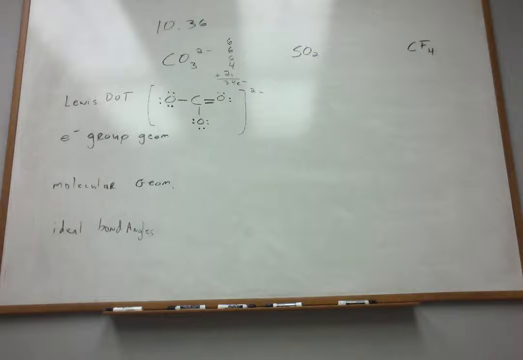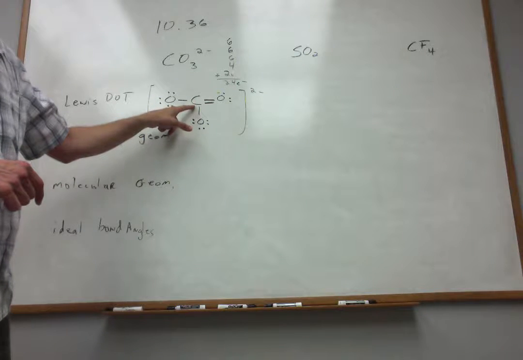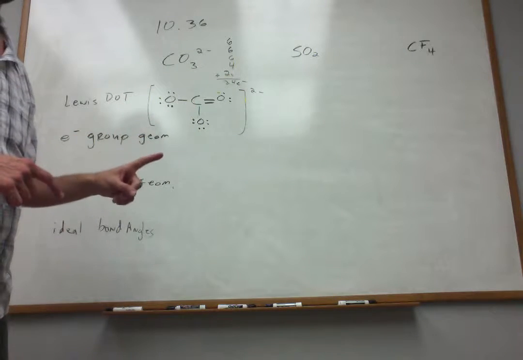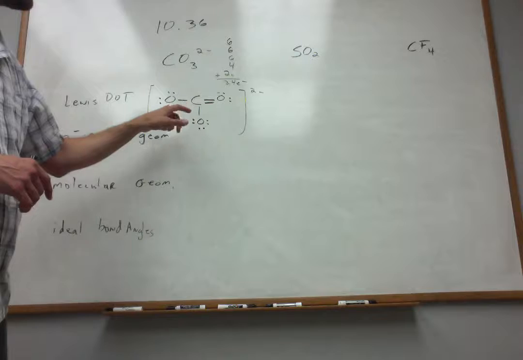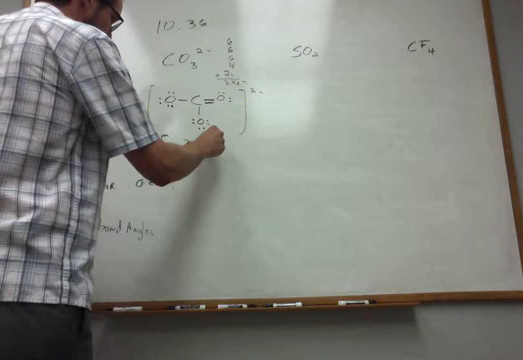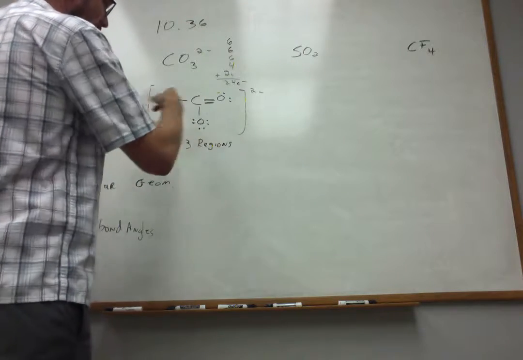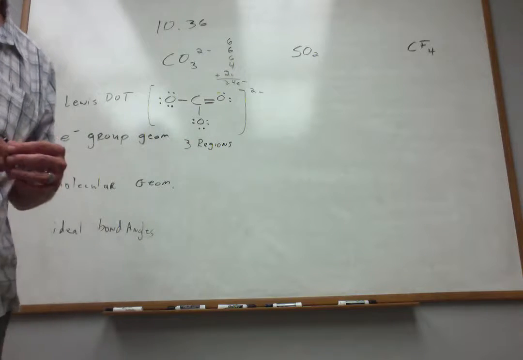So now that I've got my Lewis dot structure complete, I can start assessing electron group geometry. The next step is always the electron group geometry. Remember, when you're assessing electron group geometry, all you need to do is figure out how many regions of electron density are there around our central atom. Lone pairs count once, bonds count once, even if it's a double or triple bond. So for this molecule, I've got 1, 2, 3 regions of electron density. Double bond only counts once. 3 regions of electron density around the central atom.